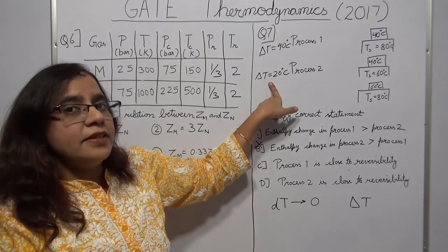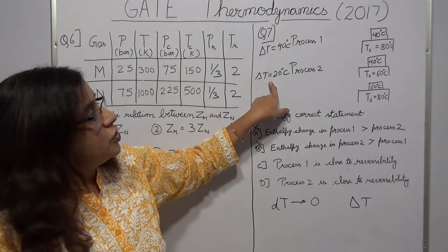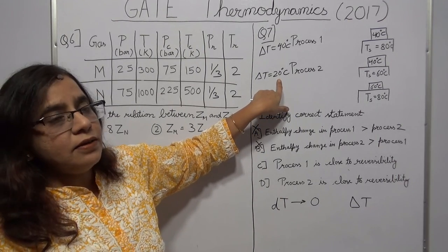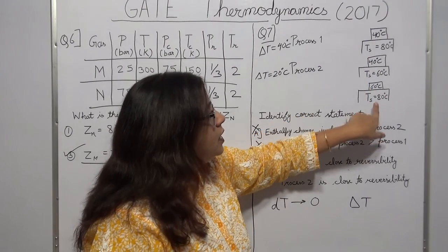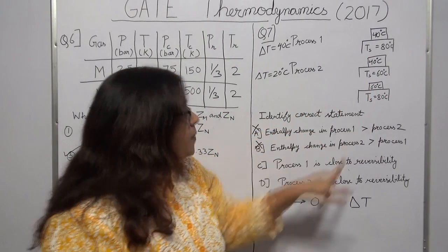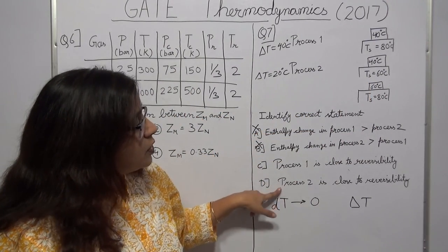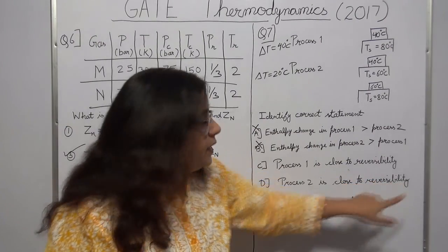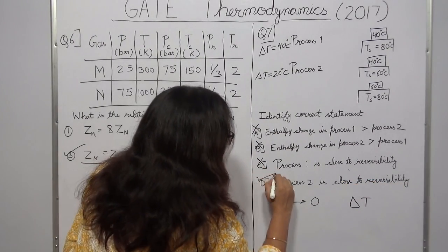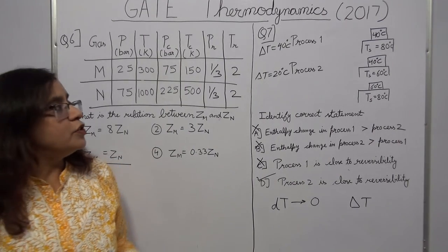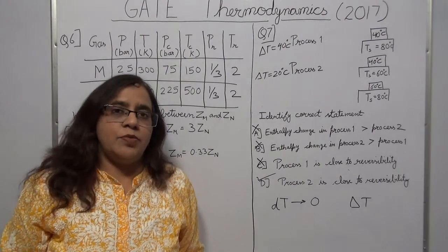Since the differential change in temperature is less in process 2, see over here 60-40, so delta T is 20, 80-60, so delta T is 20. In that case we can say that process 2 is close to reversibility as compared to process 1. So this statement is wrong and this statement is right. So let's now move on to another problem.